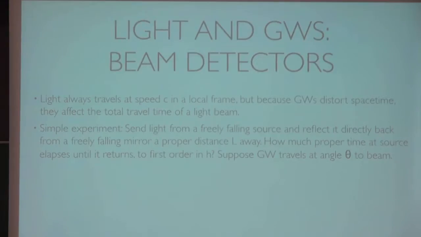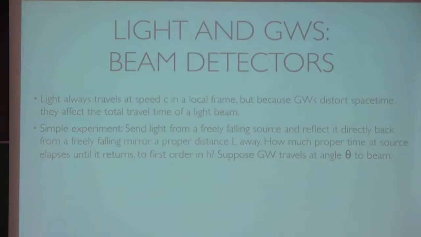And it goes out and reflects off some mirror and comes directly back to you. So a return trip. How much proper time on your clock, you're freely falling, you have a nice special relativity clock, how much proper time on that clock is elapsed for that return trip, okay? And if you monitor that and the gravitational waves are going through, you will find that that time changes. And that's a measure of gravitational waves.